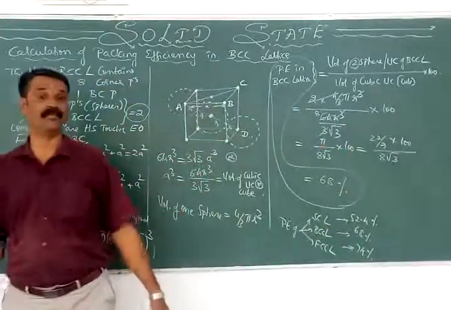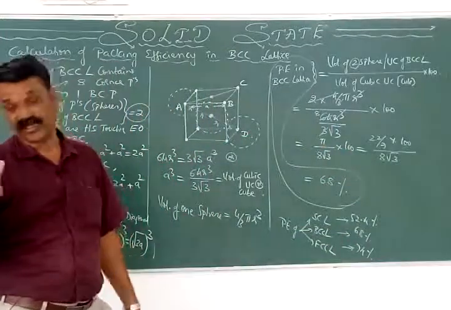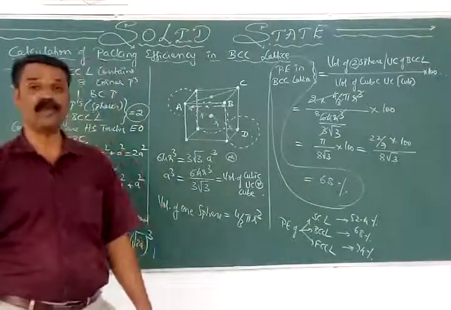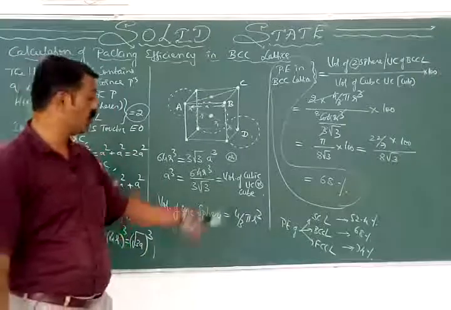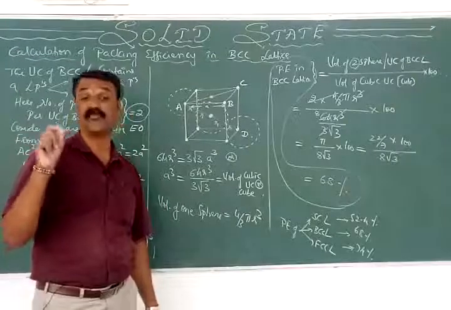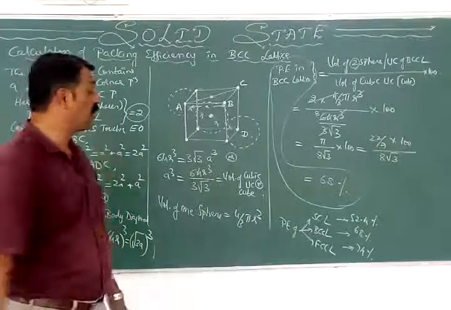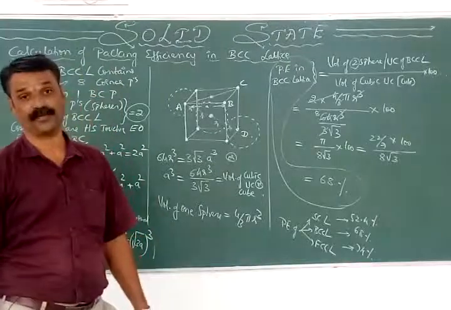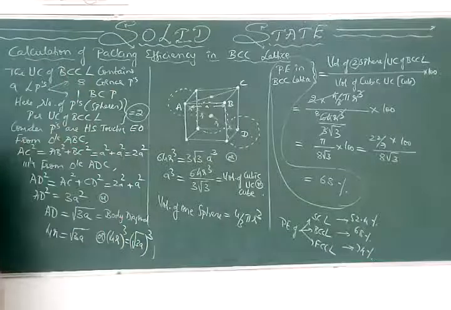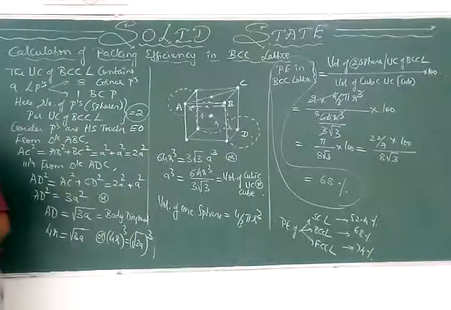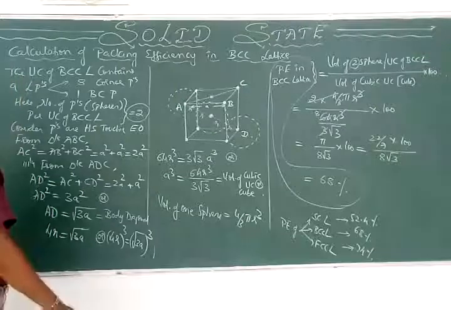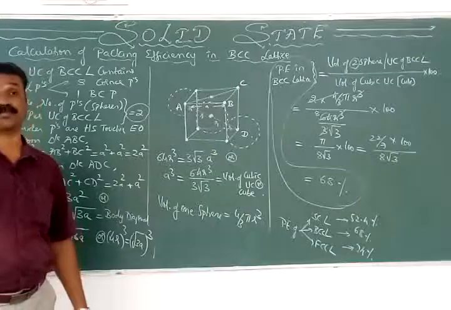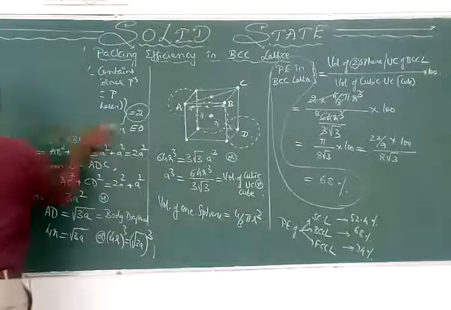Which is having the most packing efficiency here? It is the FCC, or sometimes it can also be called HCP, hexagonal close packing, or sometimes CCP, cubic close packing. The next packing efficiency is found to be 68% for BCC, and the least packing efficiency is observed in the case of the simple cubic lattice, which is found to be 52.4%. This is how we calculate the packing efficiency in the case of the SC, BCC and FCC lattice.